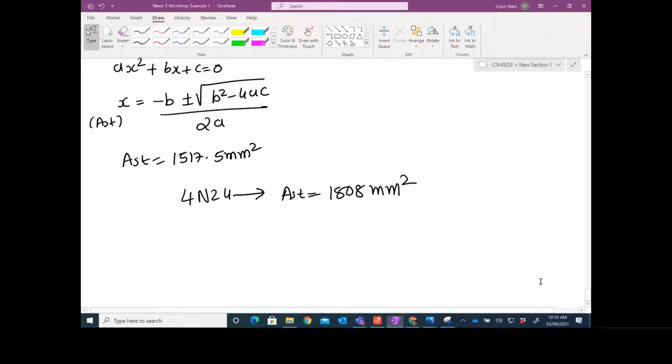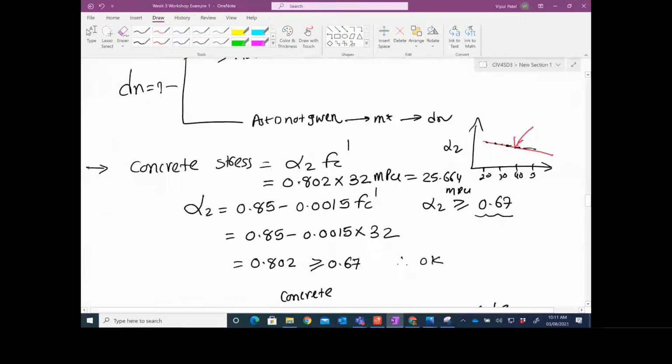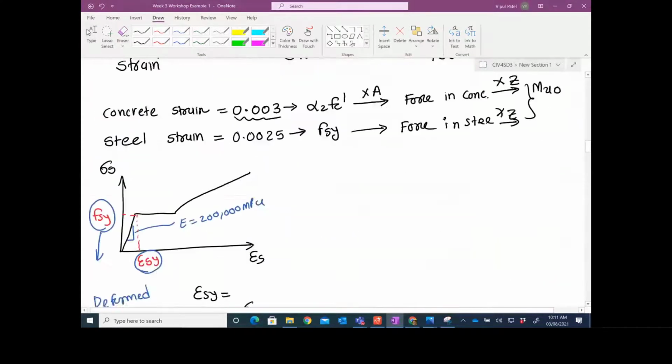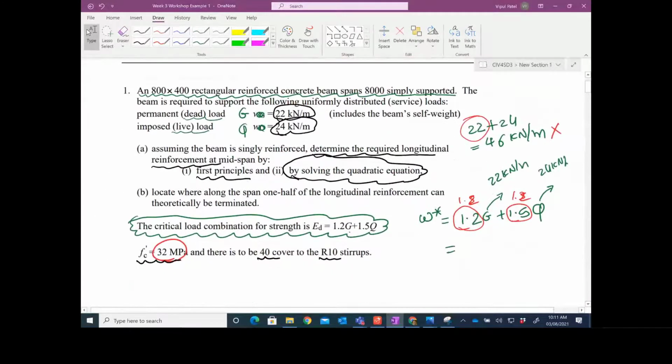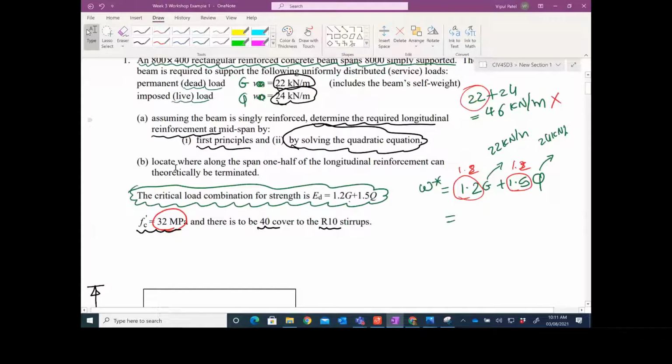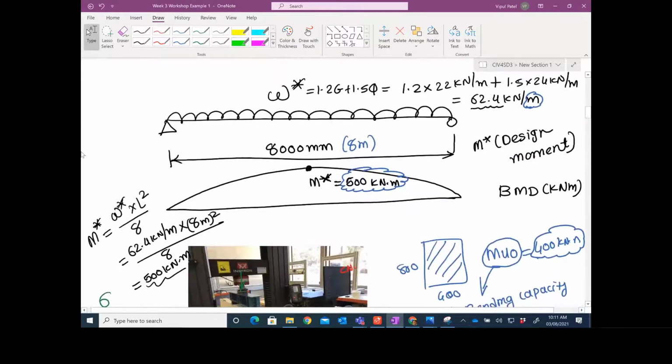But let me stop here and talk about section B, what they want: locate where along the span the reinforcement can theoretically be terminated. Okay, look, what they say is, if you have 500 kilonewton meters and 250 kilonewton per meter, where are you going to terminate it? You need to find the x distance.